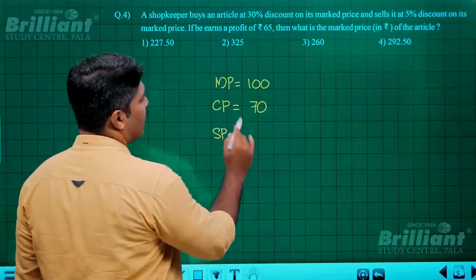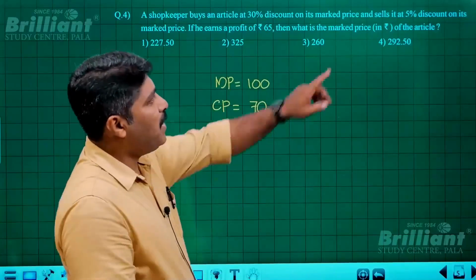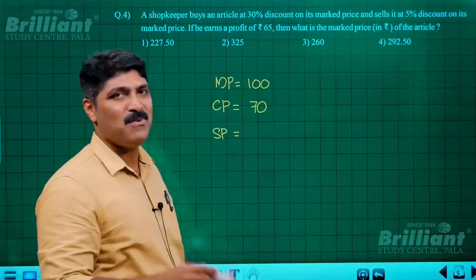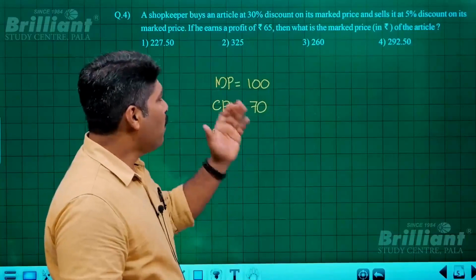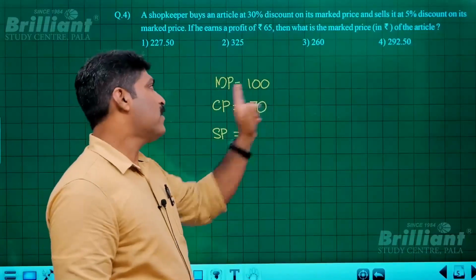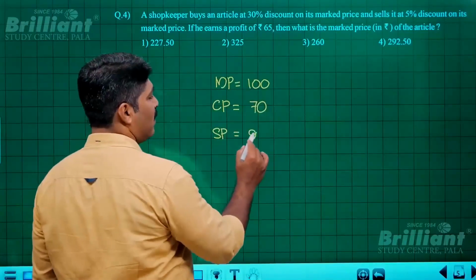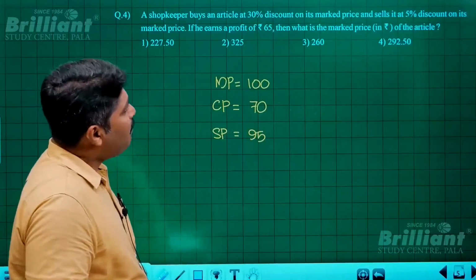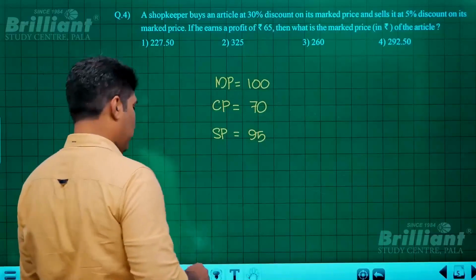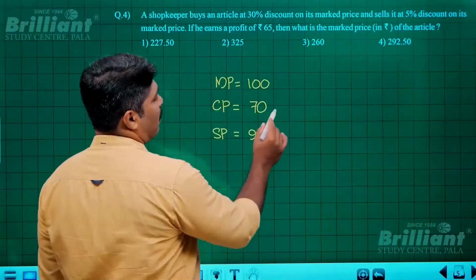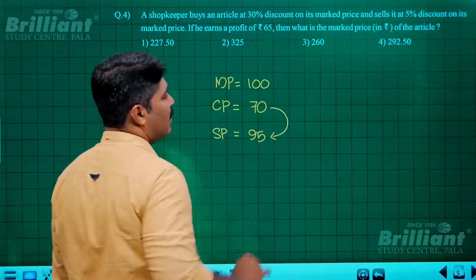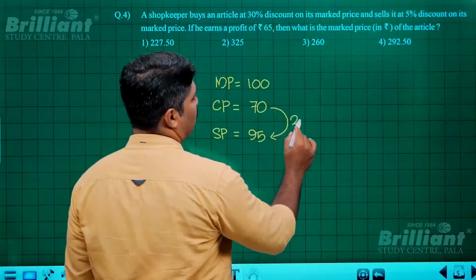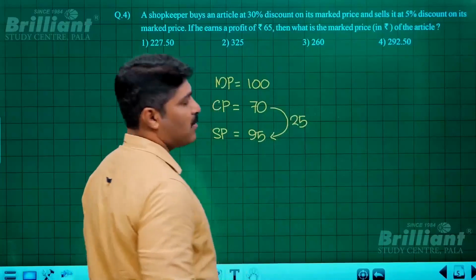While selling that article, he gave a 5% discount on its marked price. So here again, the marked price is rupees 100, and with an offer of 5% discount on 100 rupees, the selling price becomes 95. So he made a profit. As per this assumption, what is the profit here? 95 minus 70. So there is a profit of 25, right? So this is the profit.